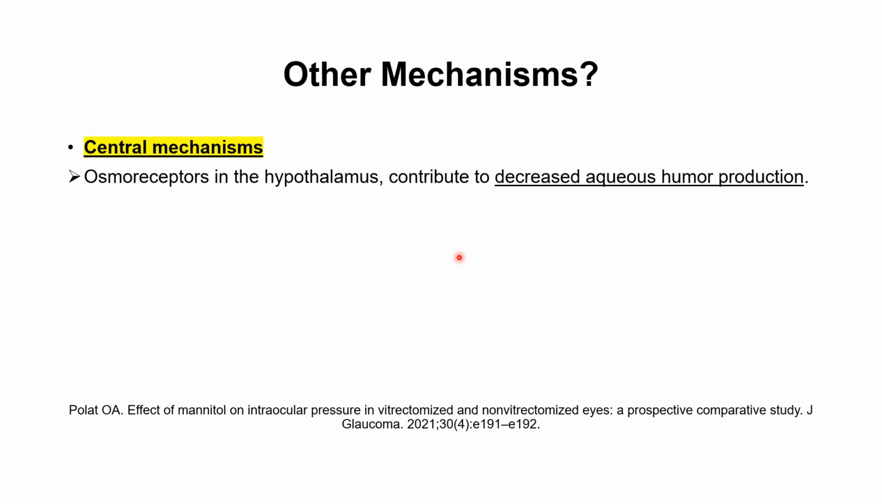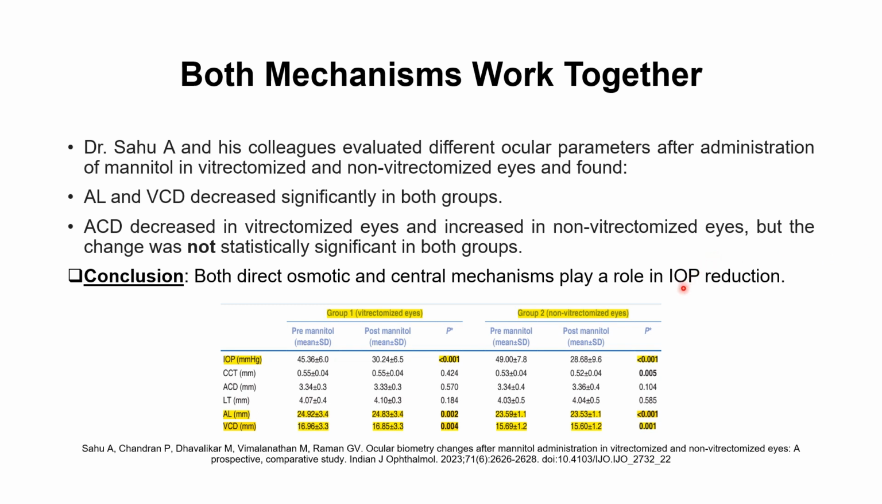Yes, one of the papers published in Glaucoma Journal 2021 talked about a central mechanism effect from mannitol, that mannitol affects the osmoreceptors in the hypothalamus, which also contributes to decreased aqueous humor production. In addition, in this very nice paper published in the Indian Journal of Ophthalmology just recently, 2023, Dr. Sahu and his colleagues evaluated different ocular parameters like IOP, central corneal thickness, anterior chamber depth, lens thickness, axial length, and vitreous chamber depth, after administration of mannitol in both groups, vitrectomized and non-vitrectomized eyes.